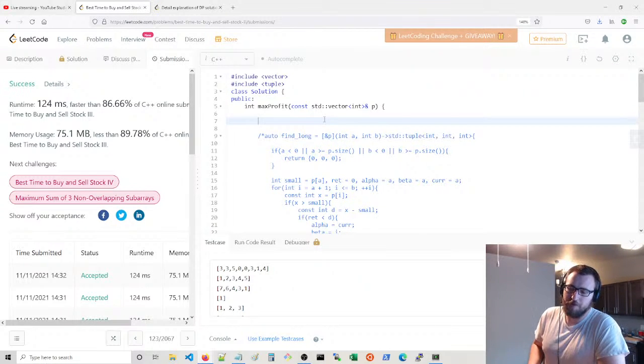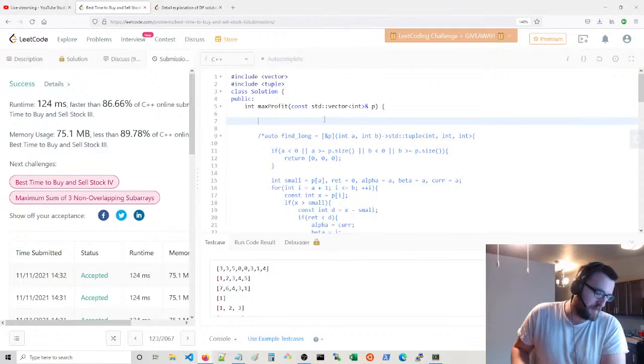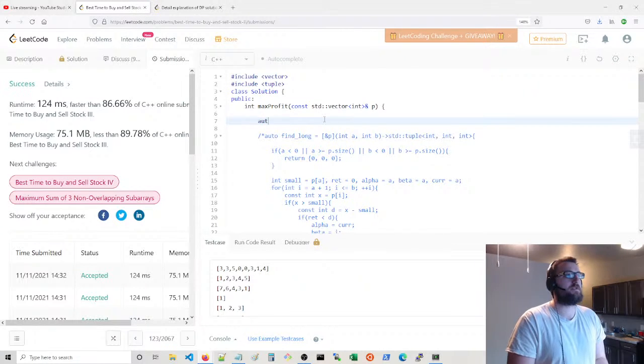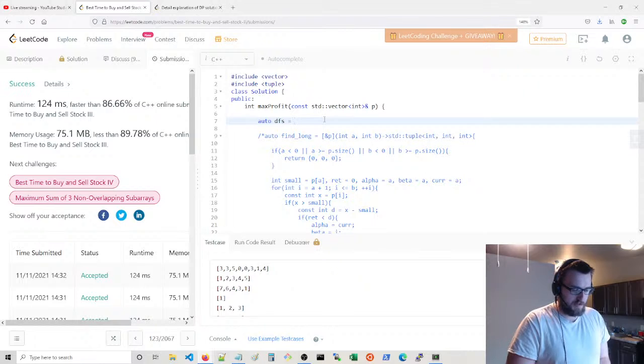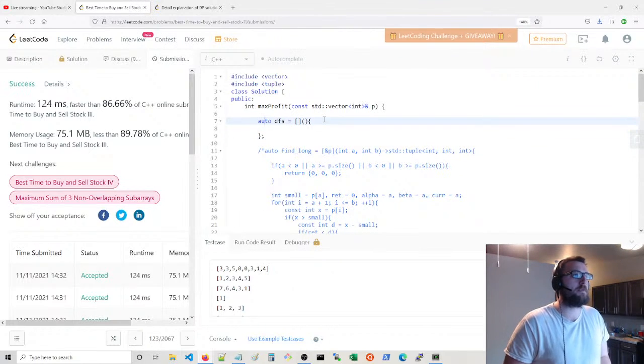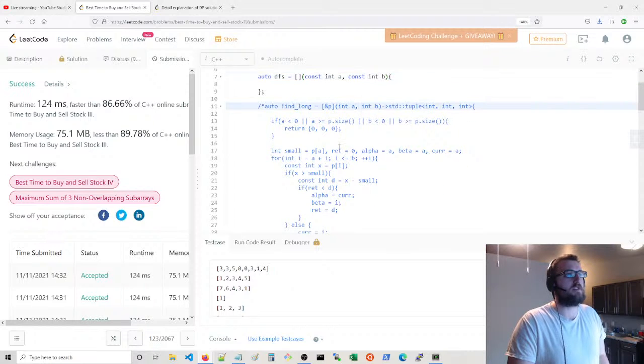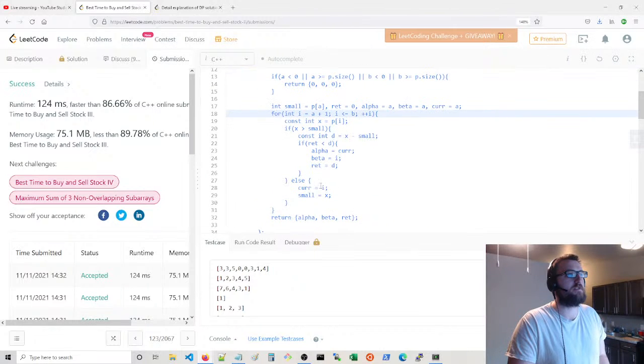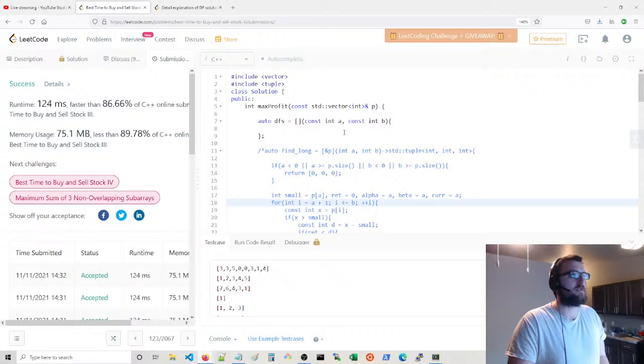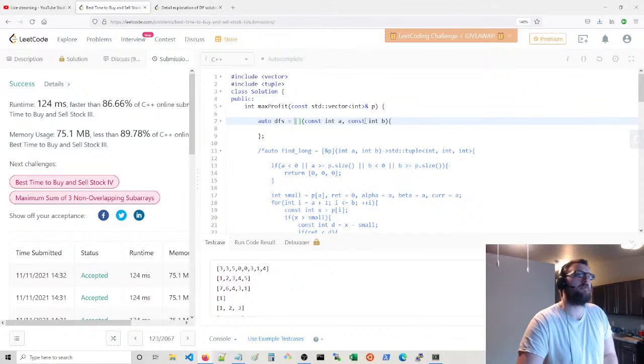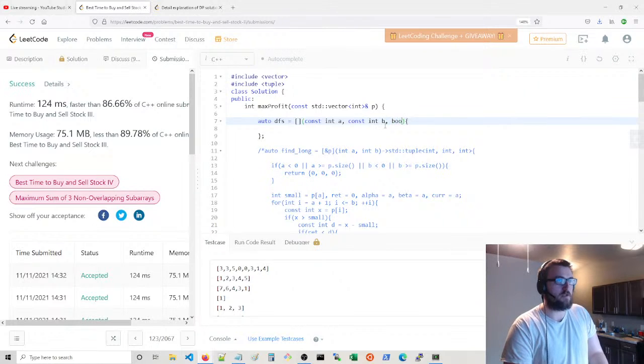But anyway, this approach is interesting. What we're going to do is use a DFS. We're going to write a DFS and then try to optimize that into a dynamic programming solution. And we're going to say const int a, const int b. Also, I think these a's and b's could have been const also. I didn't think about that, but that's okay. Constant a, constant b, and we're going to have a boolean toggle.